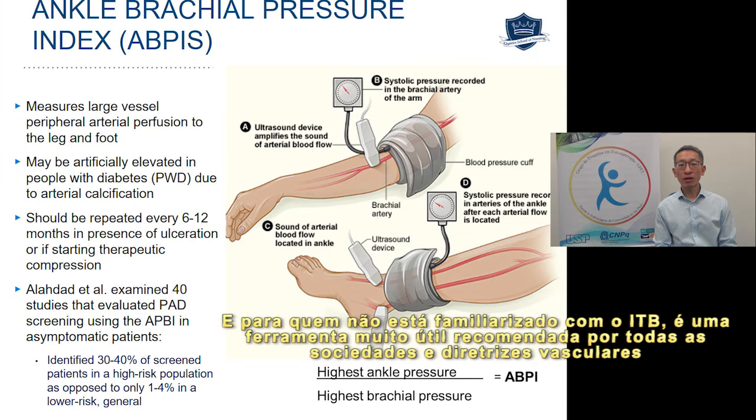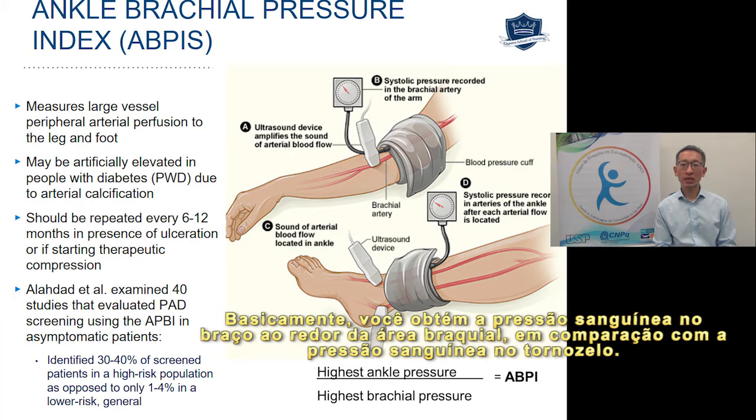And for people not familiar with ankle brachial pressure index, it is a very useful tool recommended by all vascular societies and guidelines. Basically, you obtain the blood pressure in the arm around the brachial area compared to the blood pressure in the ankle.